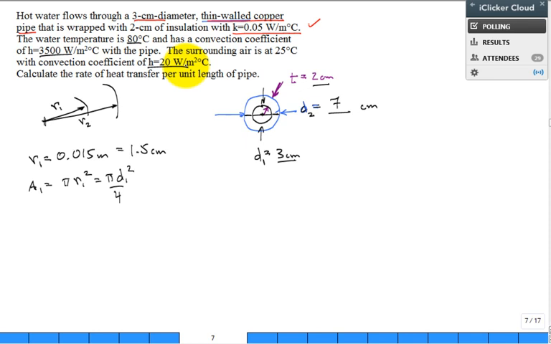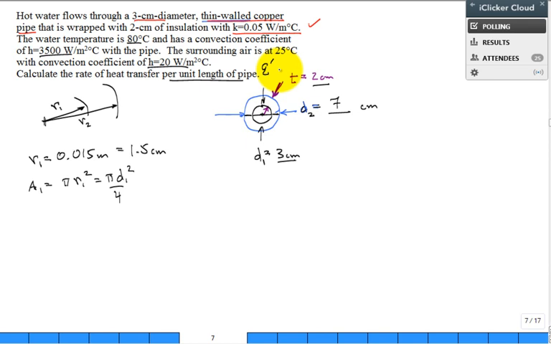Calculate the rate of heat transfer per unit length of the pipe. So the hot water is going to be transferring heat to the cooler air. That's the direction of our heat transfer, and we're interested in calculating this Q. I'm going to say it Q prime. It's how many watts per unit length of the pipe.